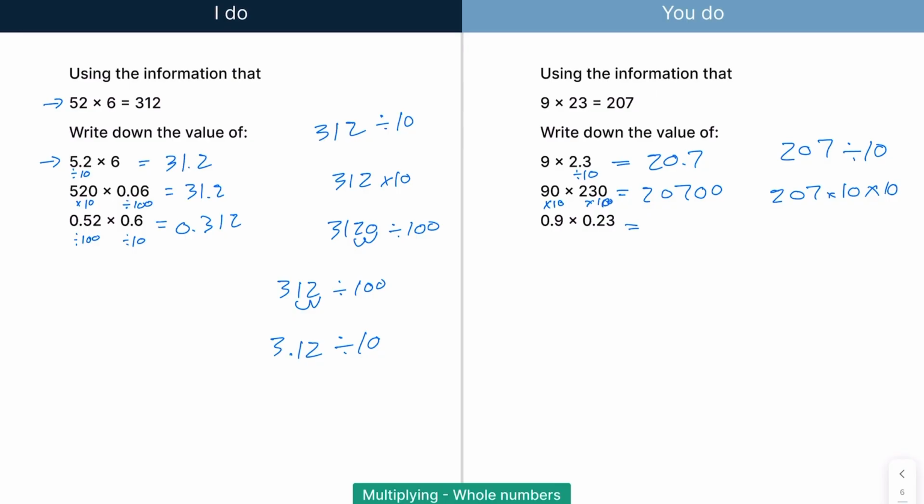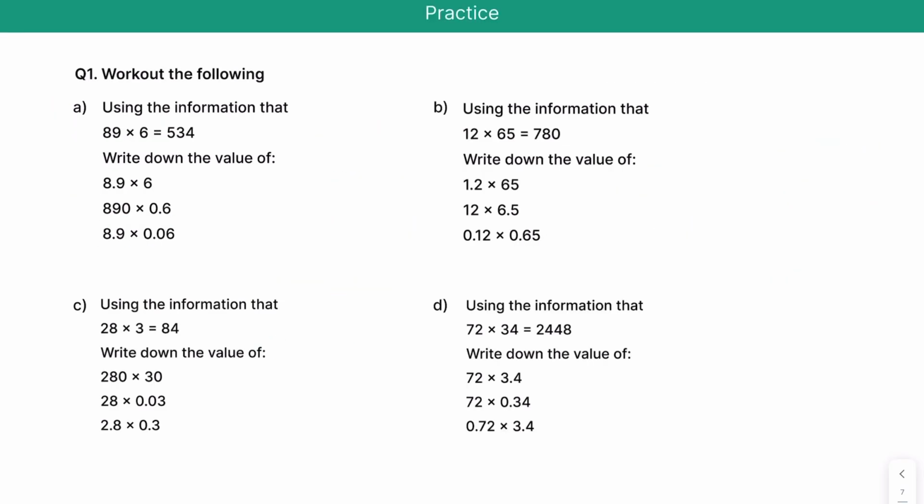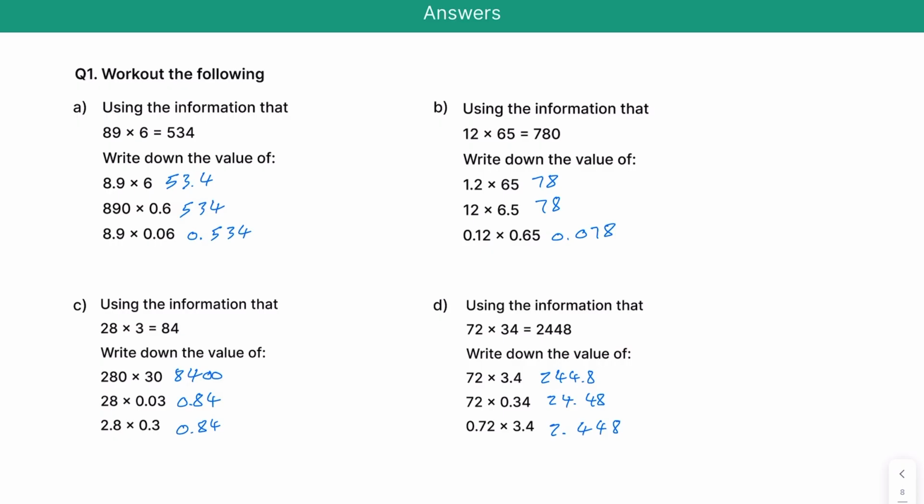And then looking at the last one, it's been divided by 10 and divided by 100. So I'm going to take the original question, divide it by 10, which means hop the decimal 1 to the left, and then divide it by 100, which means hop it twice to the left. So the answer becomes 0.207. So here's some practice questions. Press pause and have a go. Here are the answers. Mark your work.